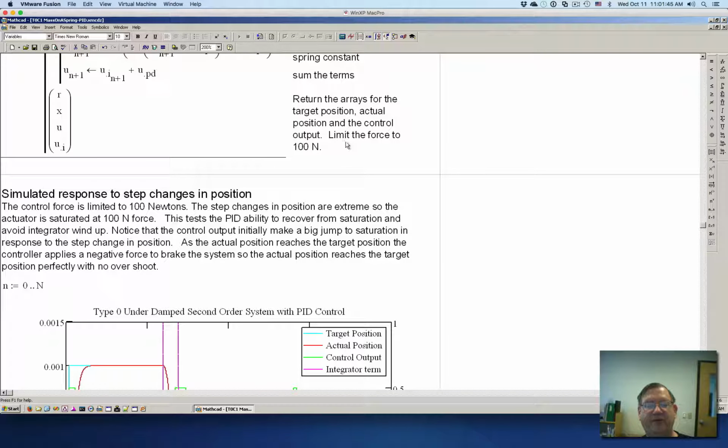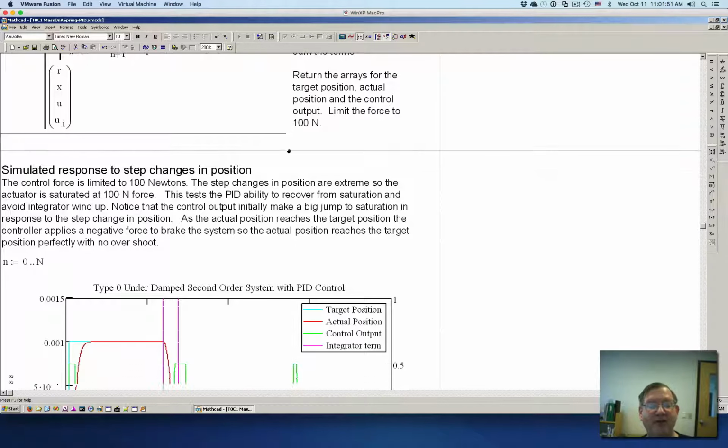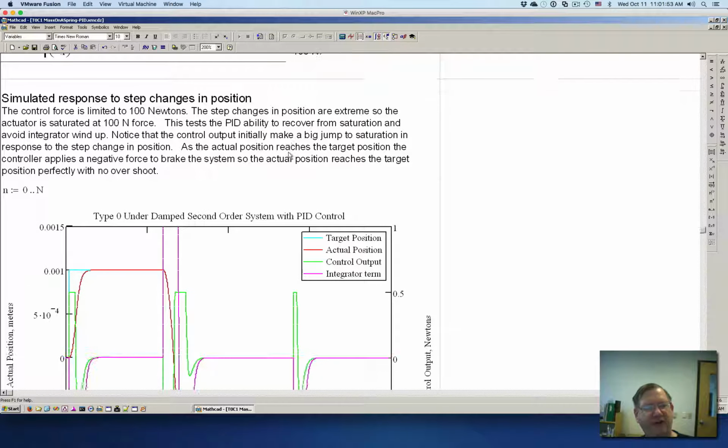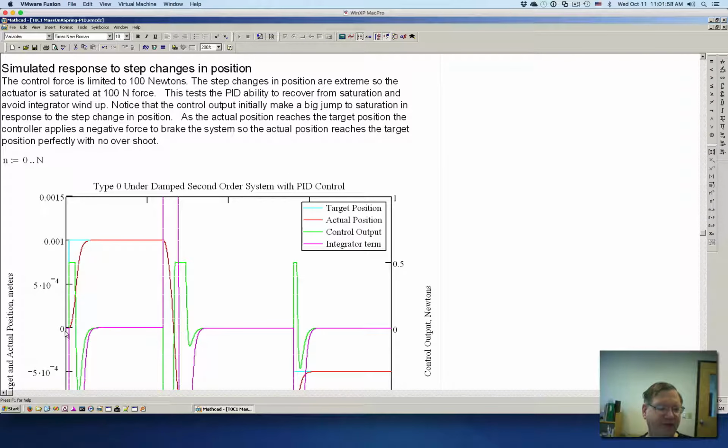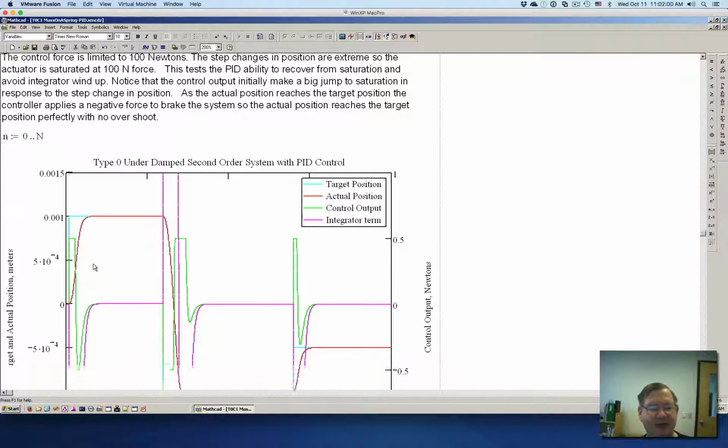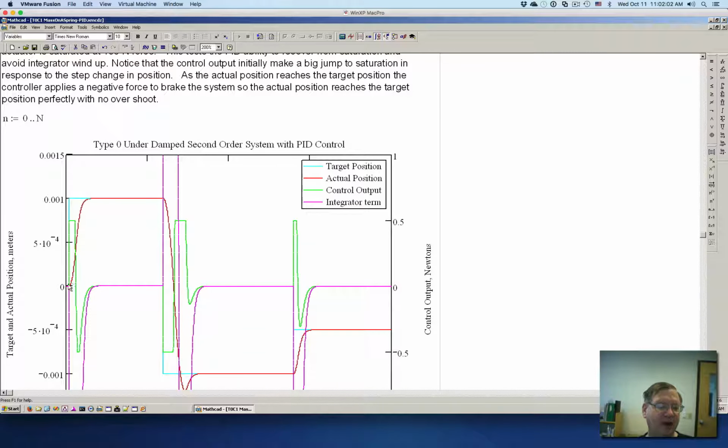Oops, this said limit force to 100 newtons. That was from my old video. Again, I'm only limiting it to 0.5 newtons now, and you can see the effect. So this is my step. I'm only going to 1 millimeter, and the reason why is because even a 1 millimeter change with the gains I have causes the output to saturate at my half newton.